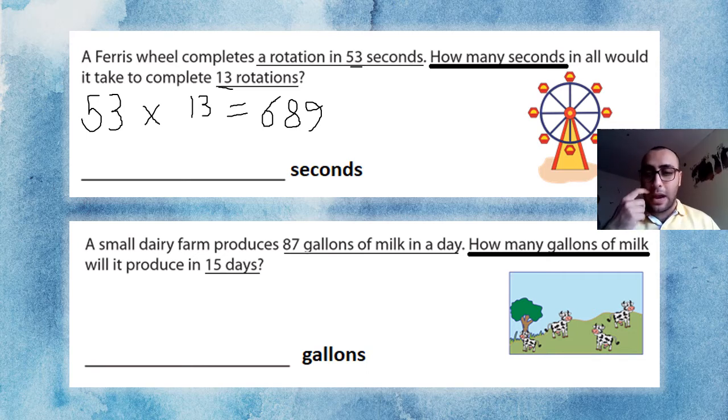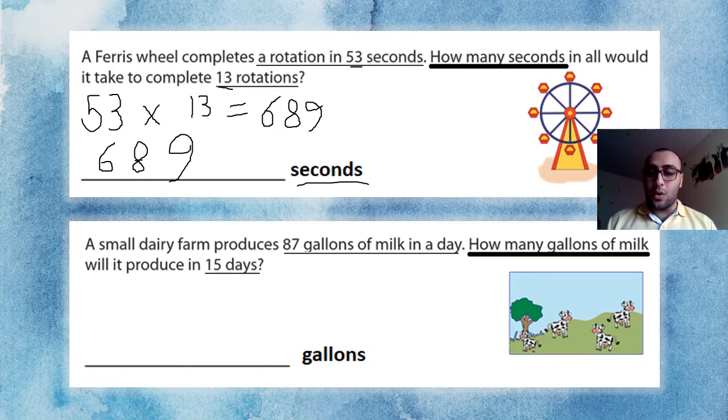Okay, now that you're back, is your answer correct? The answer is 689. Now, 689 what? Rotations or seconds or Ferris wheel? I don't know. You know! Look at here, the question asks how many seconds? So, the answer is 689 seconds. That is the answer for the first one.